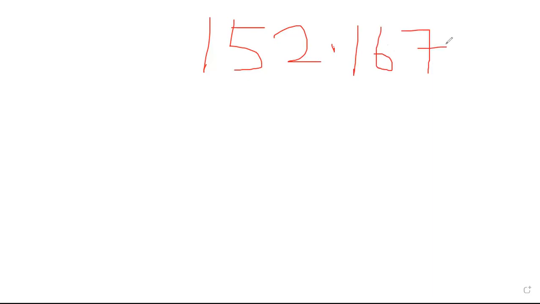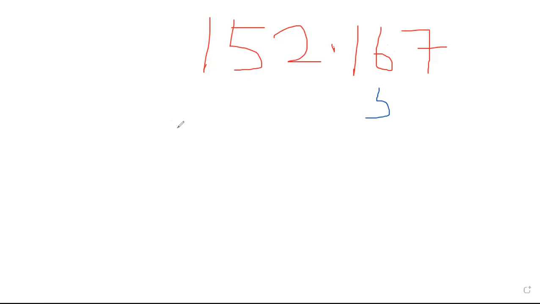A yen pair can be 152.167. It's a very good example of a yen pair. 152.167. Let's say I'm adding 5 pips to this yen pair.